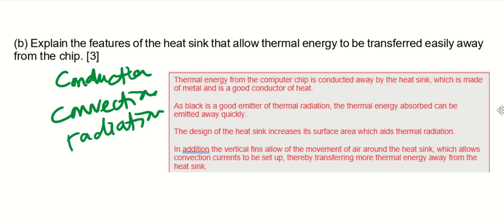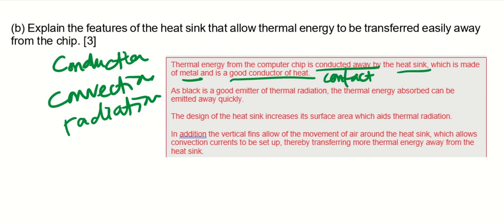Thermal energy from the computer chip is conducted away by the heatsink, which is made of metal, and is a good conductor of heat. When it is in contact, we use conduction. Try not to use absorption. Then we move on to radiation, as black is a good emitter of thermal radiation. Now that the heatsink is hot because it was in contact with the computer chip, we want it to emit thermal radiation. That's why we use black, because black is a good absorber and emitter.